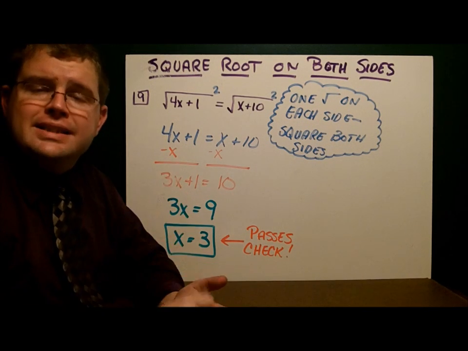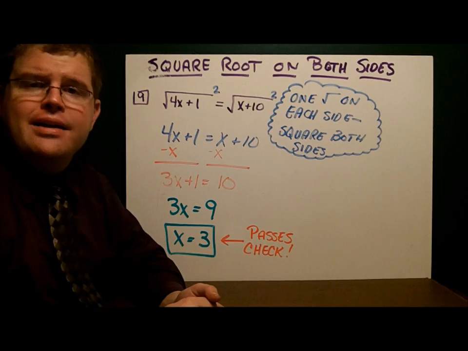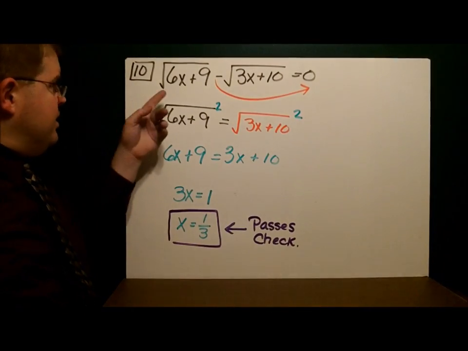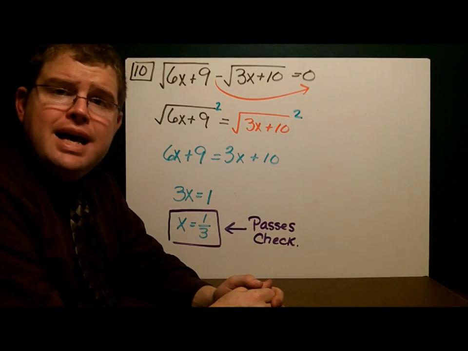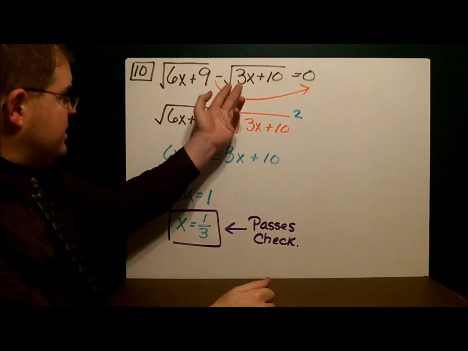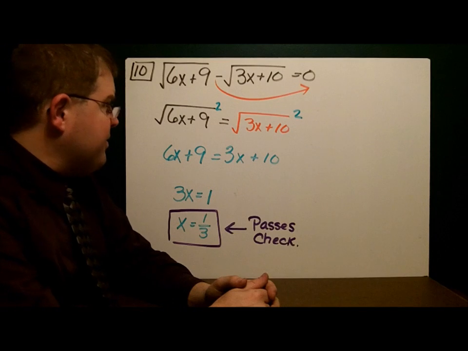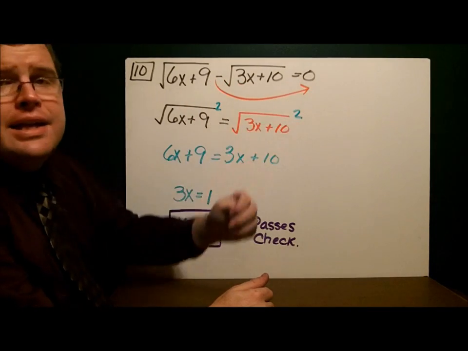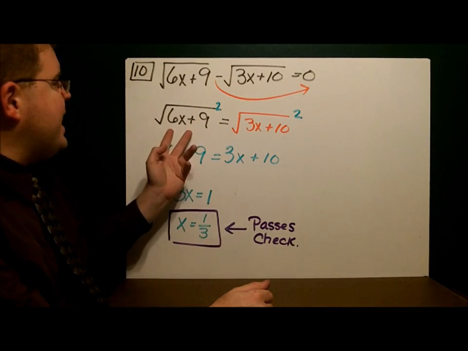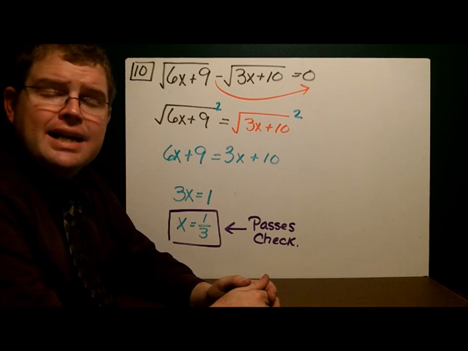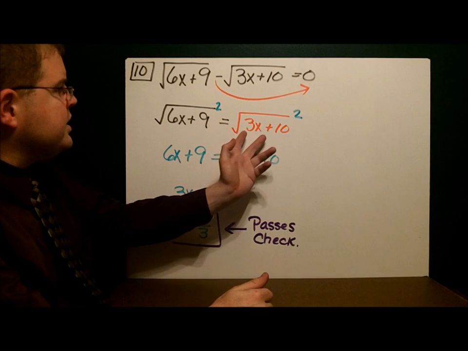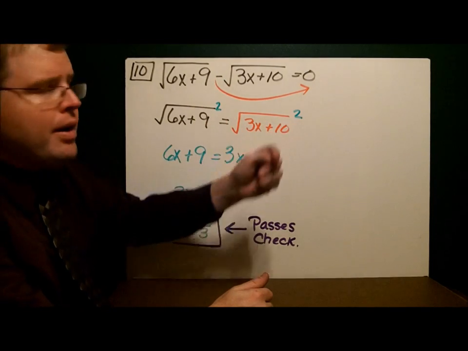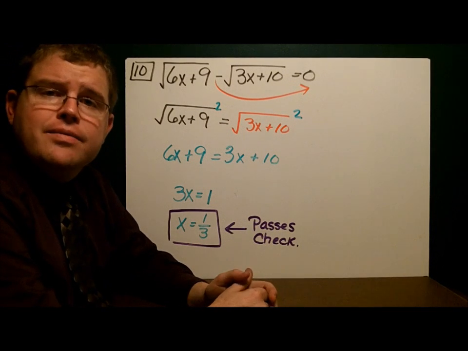Well, that's exactly what example 10 is all about. Here we have the square root of 6x plus 9 minus the square root of 3x plus 10. We simply move this to the other side. We're adding it to the other side. And so what I have is the square root of 6x plus 9 equals the square root of 3x plus 10. Notice it was negative here, and when it moved over, it became positive.